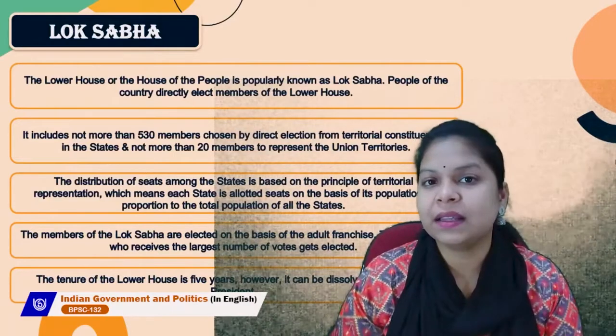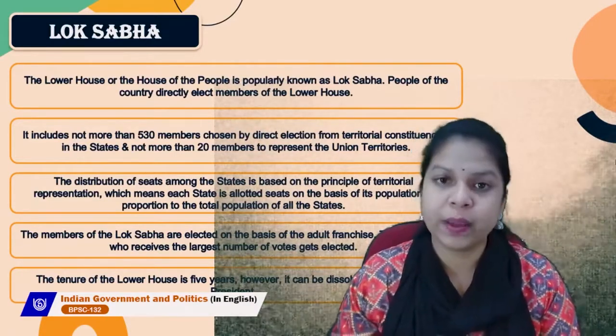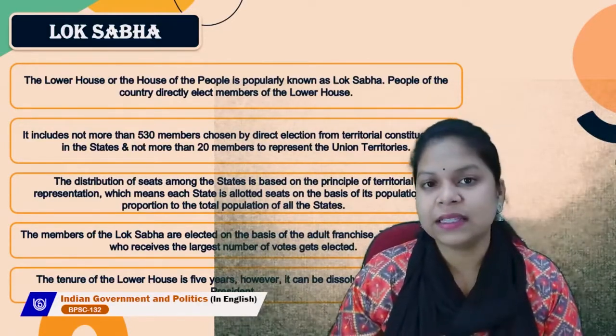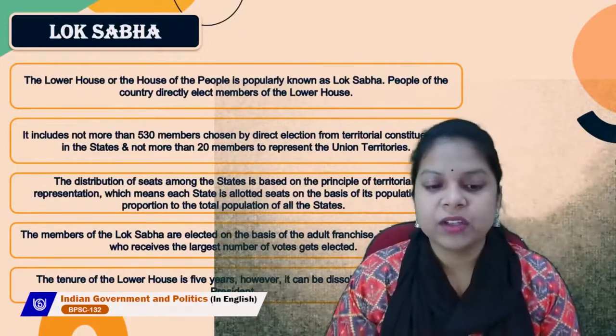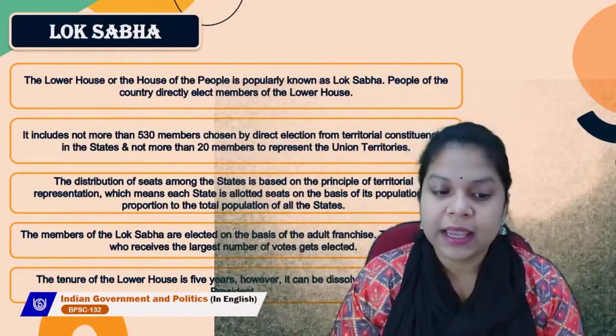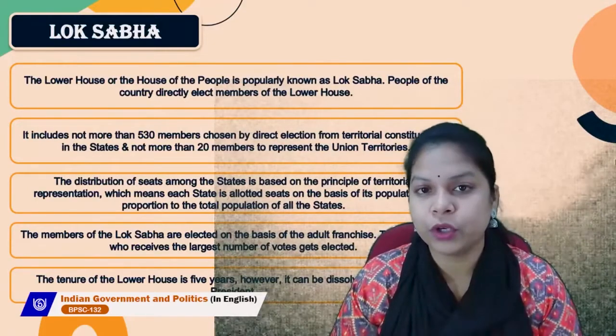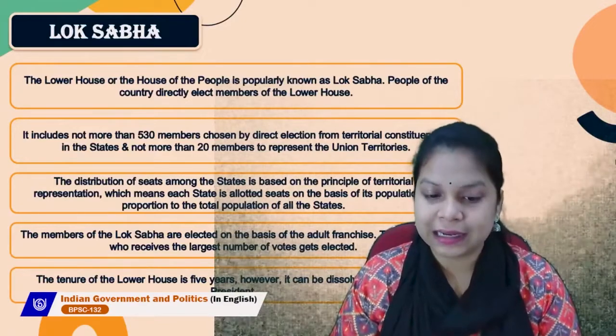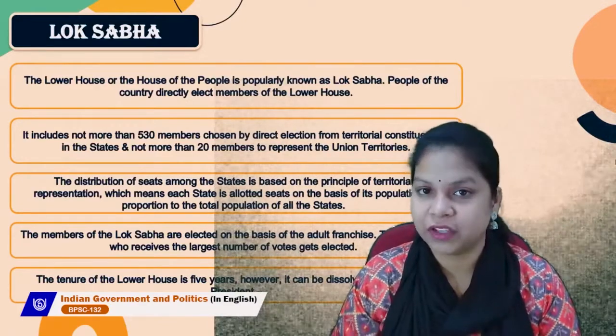So, to represent the large population, there should be more seats in the parliament, and on this basis, the seats are given or allotted. So, the state is allotted seats on the basis of its population in proportion to the total population of all the states. So, the members of the Lok Sabha are elected on the basis of the adult franchise.